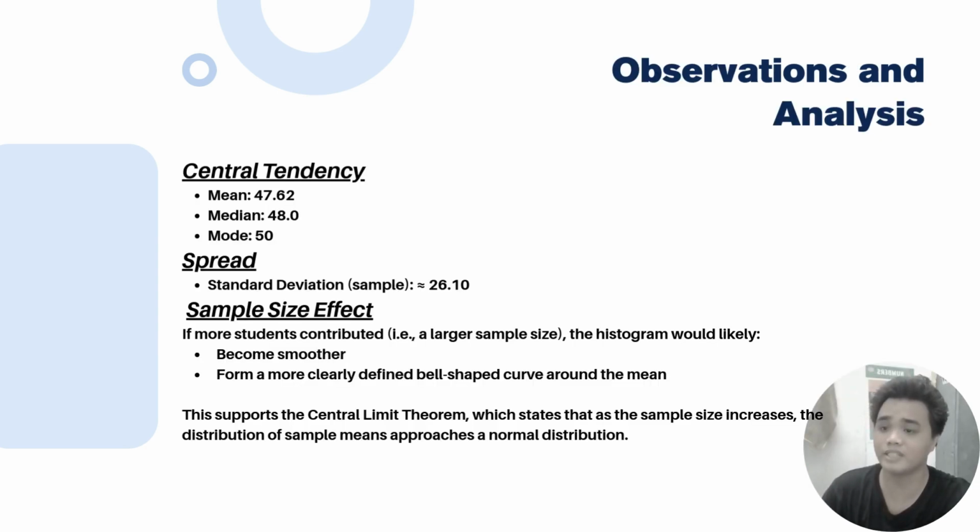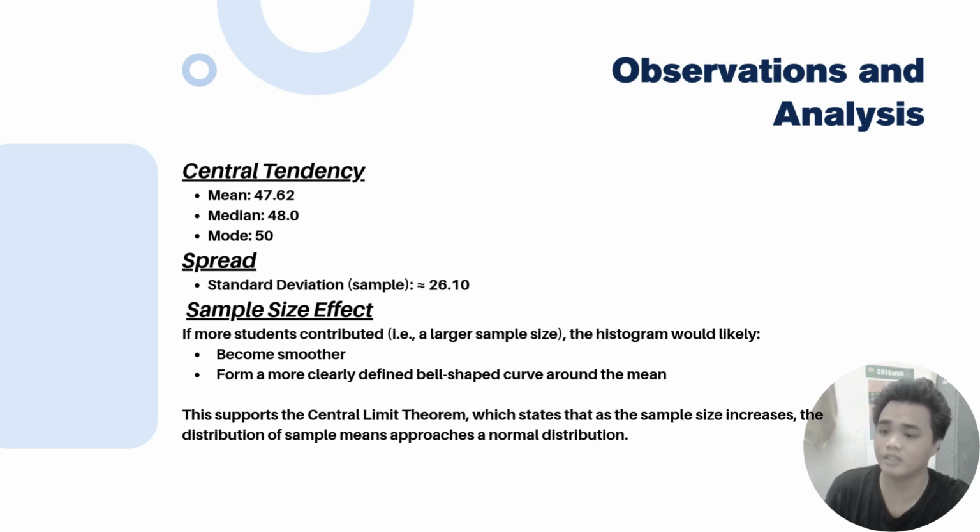Observation and analysis. Central tendency. It gives the measures of the central tendency for the dataset. The mean, the average of the numbers, is 47.62. The median, the middle value when the numbers are ordered, is 48.0. The mode, the most frequent number, is 50. These values indicate the center of the distribution of the sampled numbers.